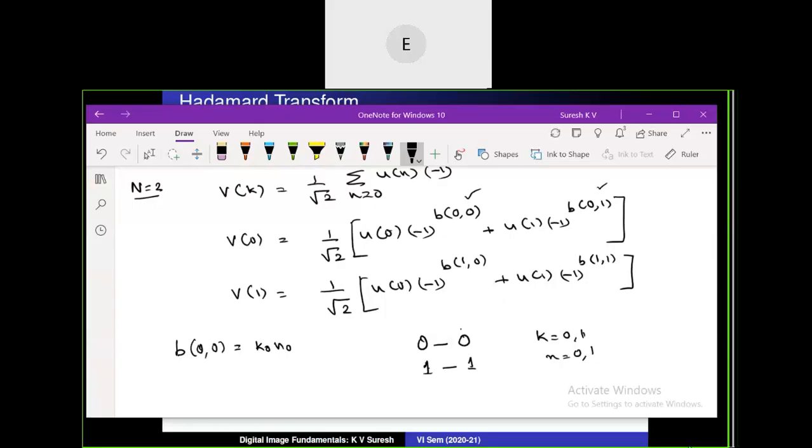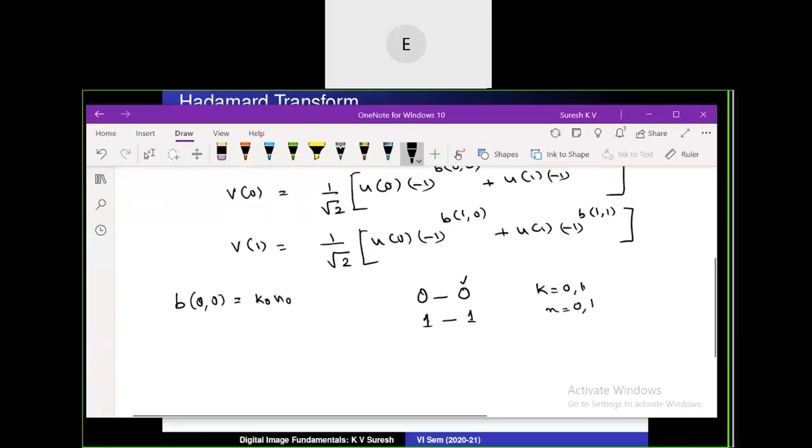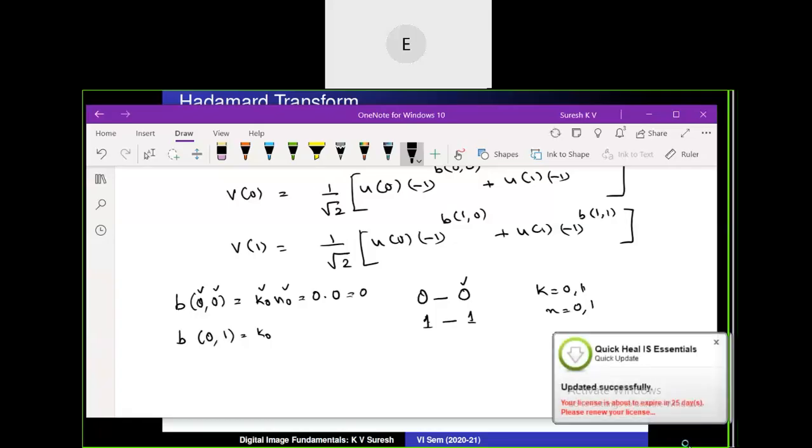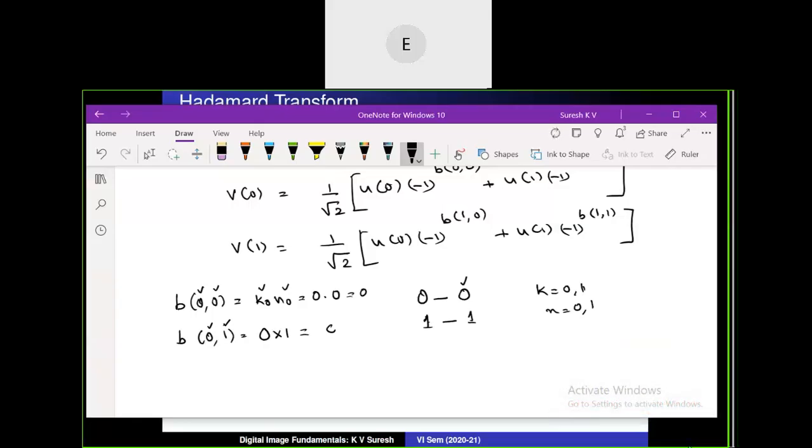So you know the 0th digit is 0 for, okay, this is k, this is n. The 0th digit is 0 for this, 0 for this. So it is 0 into 0. So your b of 0 0 will be 0. For 0 and 1, it will be k naught n naught. So 0th digit is 0 for this, and 0th digit for this is 1. So it is 0 into 1. 0 into 1 is 0.